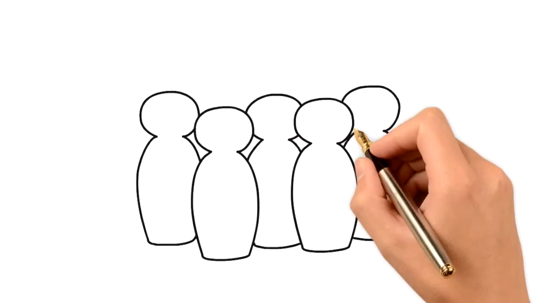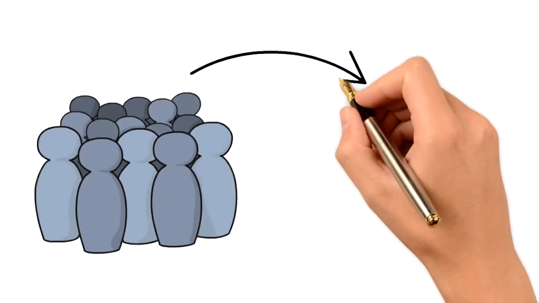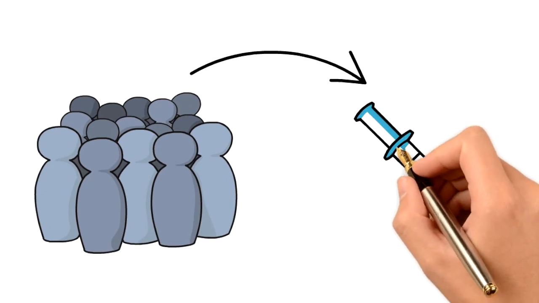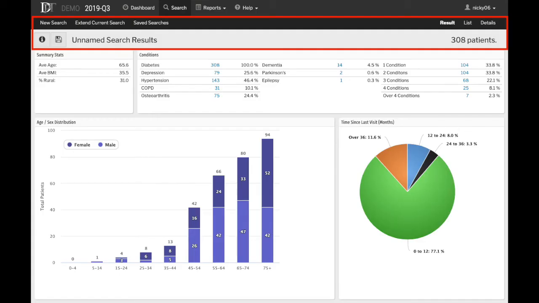Let's say you run a search to look for a specific group of patients, such as those identified as having diabetes. The results page will show you a number of properties of the search and provide multiple options for exploring the data further. We will first look at the navigation options in the top bar.